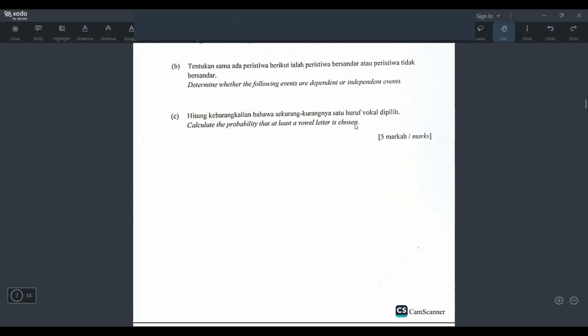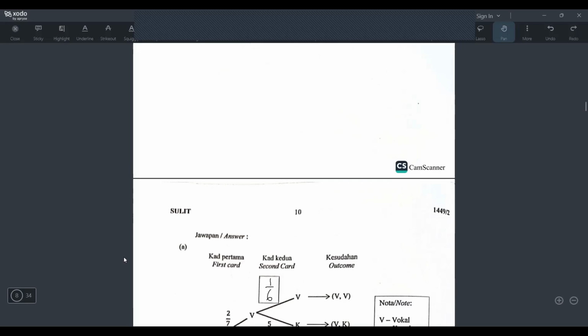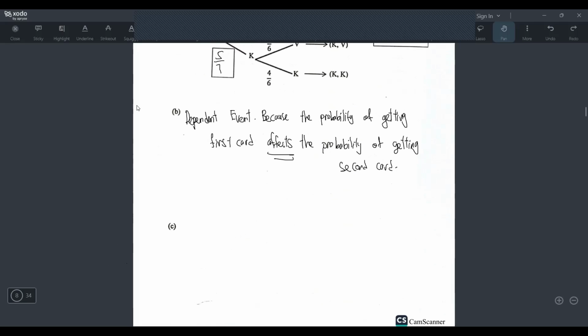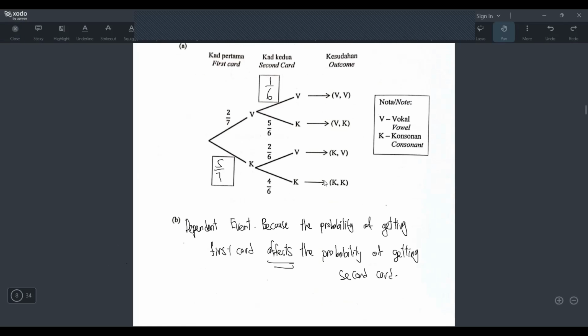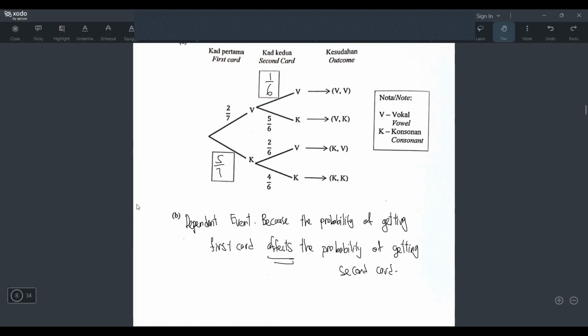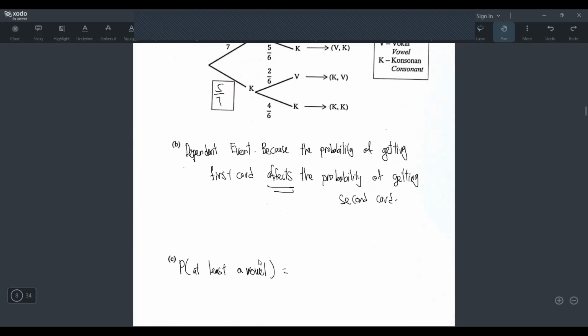What about C? Calculate the probability that at least a vowel letter is chosen. You have to consider all the possibilities before doing this. So let's write down the probability of at least a vowel. Usually when I write the possibilities, I write like this: vowel vowel, vowel consonant, consonant vowel, consonant consonant. Or you can also use a tree diagram. In this question, they already wrote down the tree diagram for me, so I can just refer to it and see which ones have at least one vowel.